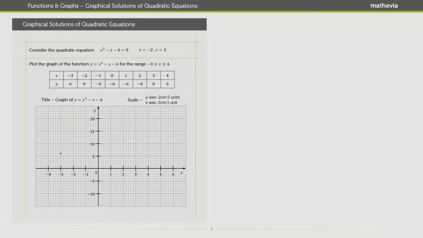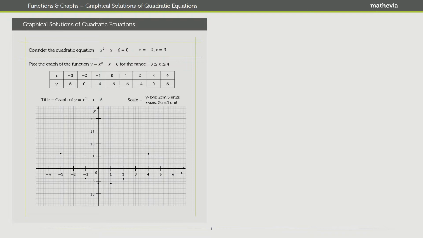Then for minus 2, y is at 0. You really can't see it, but there is a dot for minus 2 right there. Then for minus 1, y is at minus 4. For 0, y is at minus 6, for 1 it is at minus 6, for 2 it is at minus 4, for 3 it is at 0, and for 4 it is at 6. Now we have all our points.